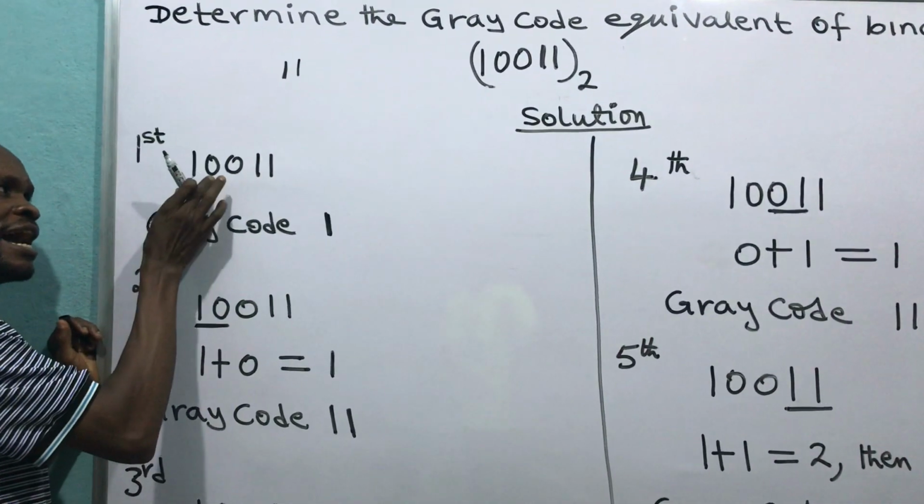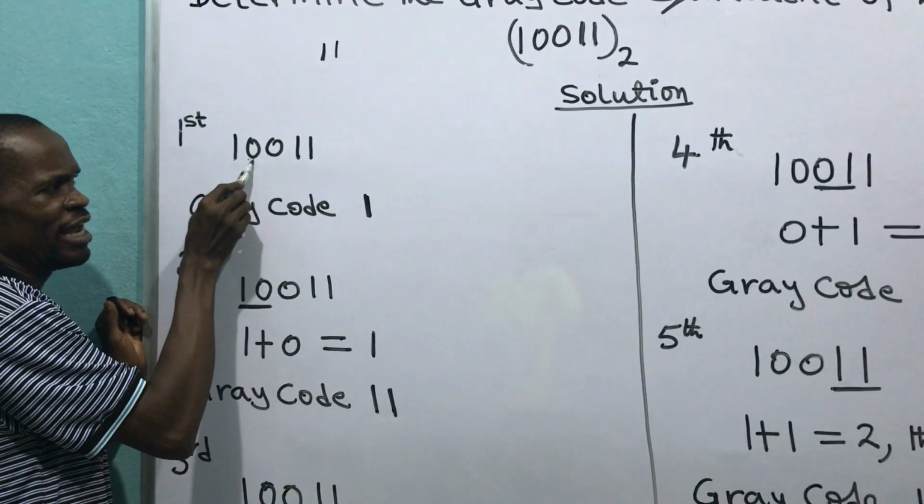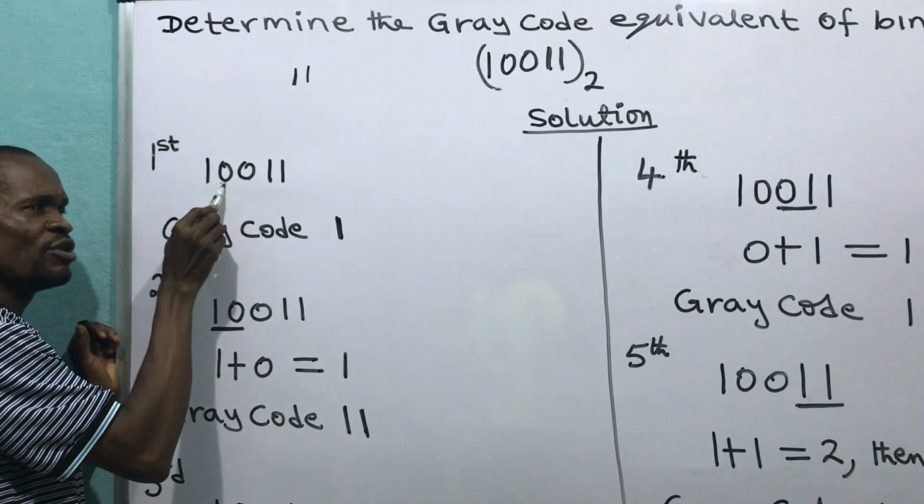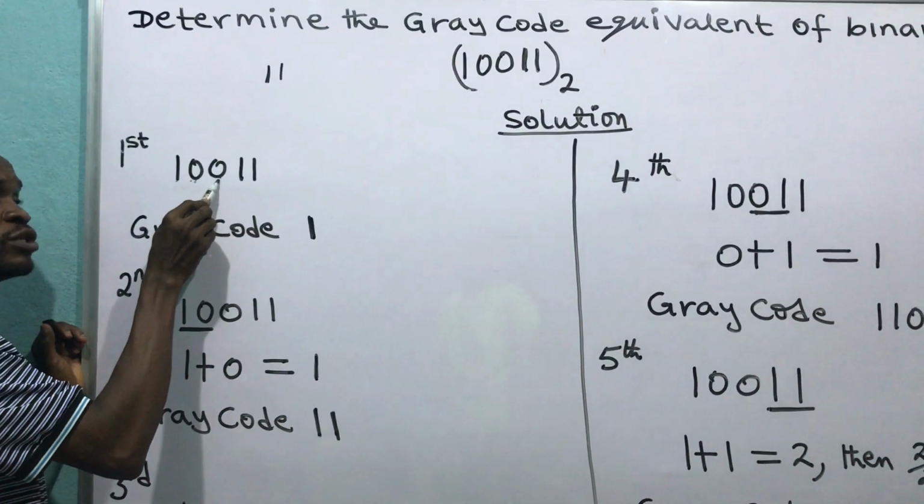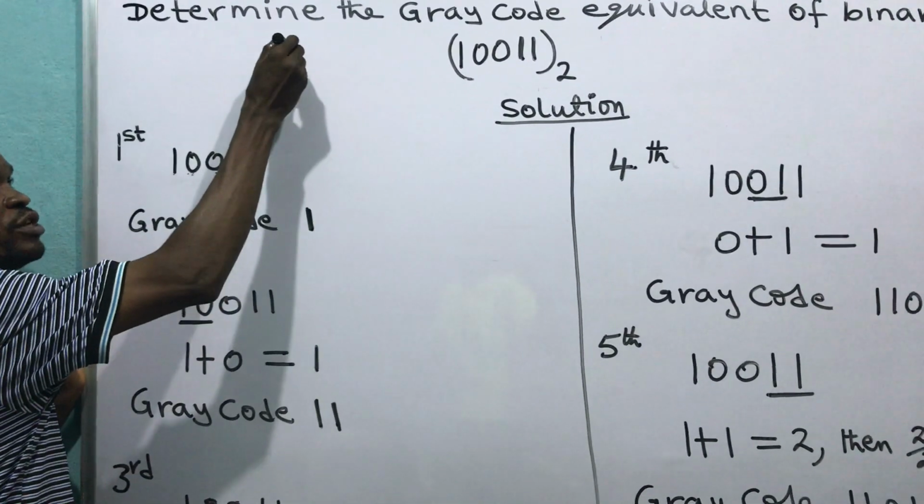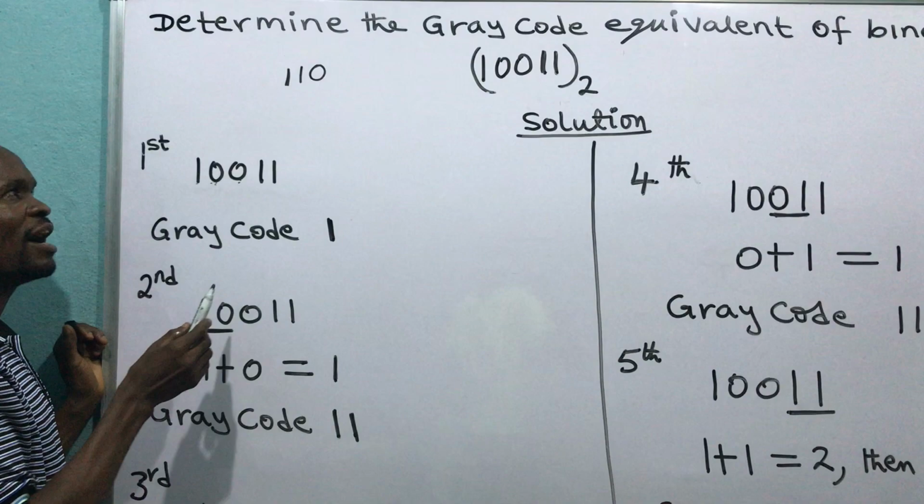Then again, I take this 0 here and add it to 0. 0 plus 0 gives me 0. So my next gray code is 0.